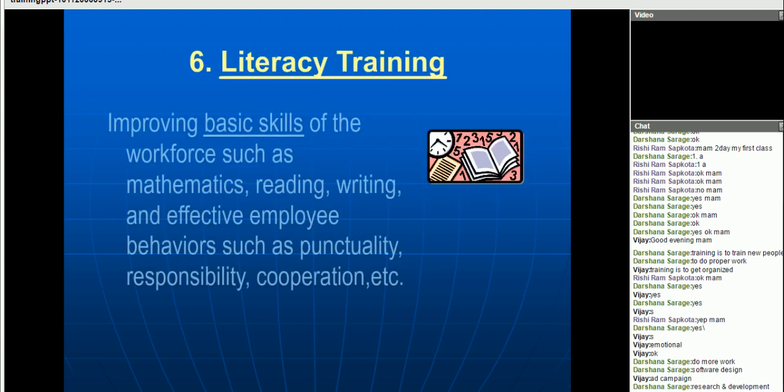Then literacy training. Now improving the basic skills of the workforce such as mathematics, reading, writing, and effective employee behavior such as punctuality, responsibility, and cooperation. This is not everywhere. This is at some places, and basically it is given to the lower level employees. They are those who need to enhance their reading, writing skills, and they need to be given the training of discipline. The lower level employees are targeted over here.